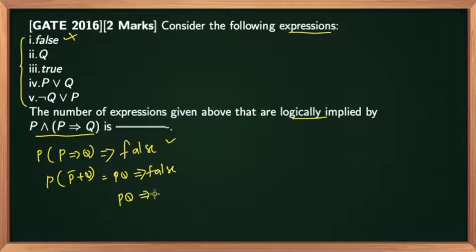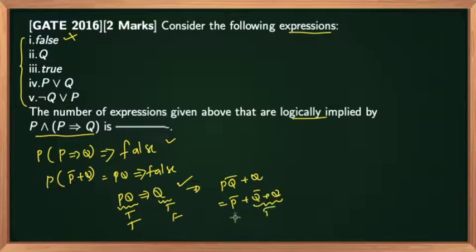PQ implies Q. Is this a tautology? Yes, definitely it should be, because if you have true here, definitely you will have true here, and if you have false here, you cannot make it true here. Or you can even try: PQ implies Q means PQ bar plus Q, so you get P bar plus Q bar plus Q. Q plus Q bar will be true, so this is a tautology. So the second one is a tautology. The third one says PQ implies true, and we know that if the right hand side is true, it is always a tautology. So the third one is also a tautology.